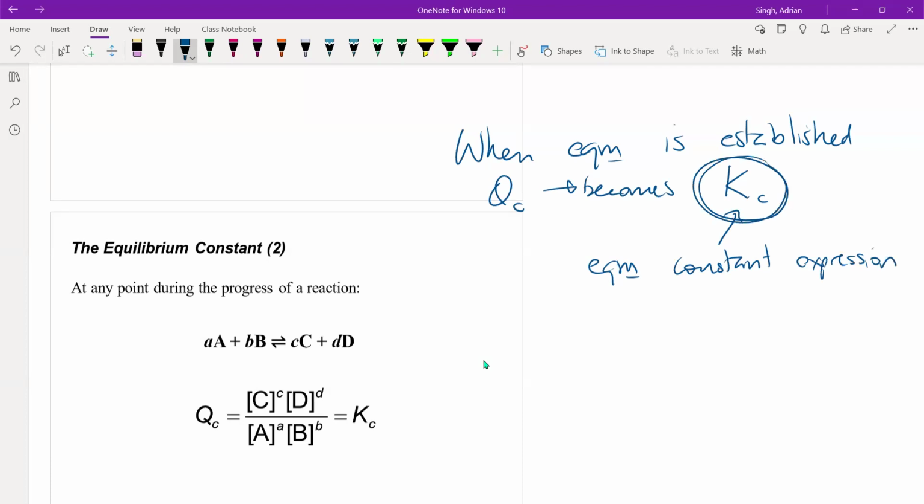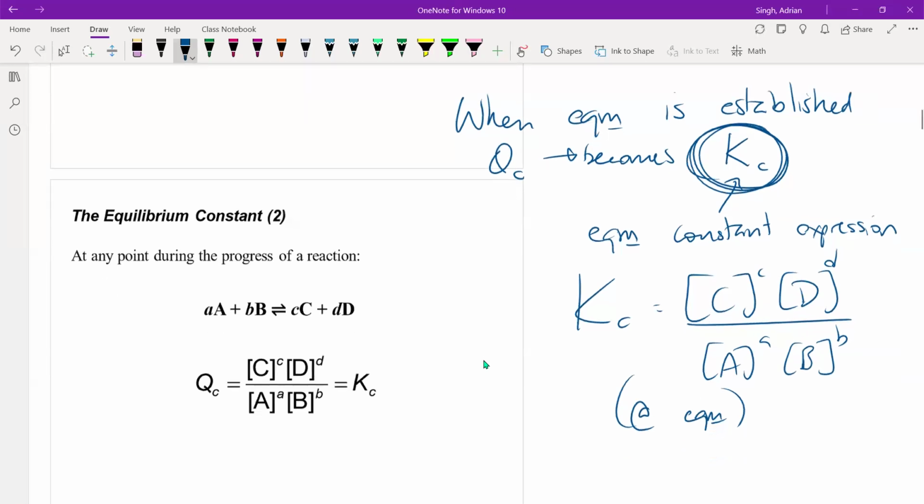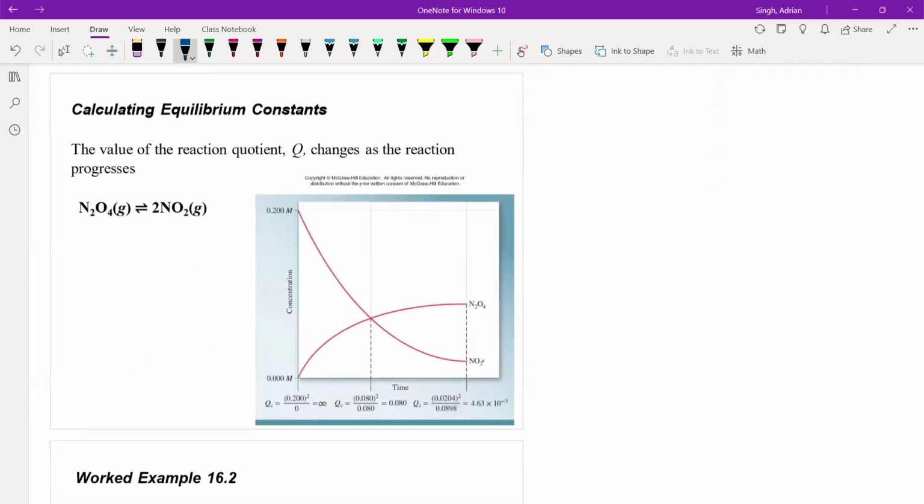The only difference here is we have that uppercase K as opposed to Q, and the subscript C means, again, concentration. This is the special case of QC when equilibrium is established. So KC is still equal to the concentration of the products raised to their stoichiometric coefficients, divided by the reactants raised to their stoichiometric coefficients. But this is at equilibrium, so we call it the equilibrium constant expression. And again, we can calculate these values for K at equilibrium or for Q at any point other than equilibrium.